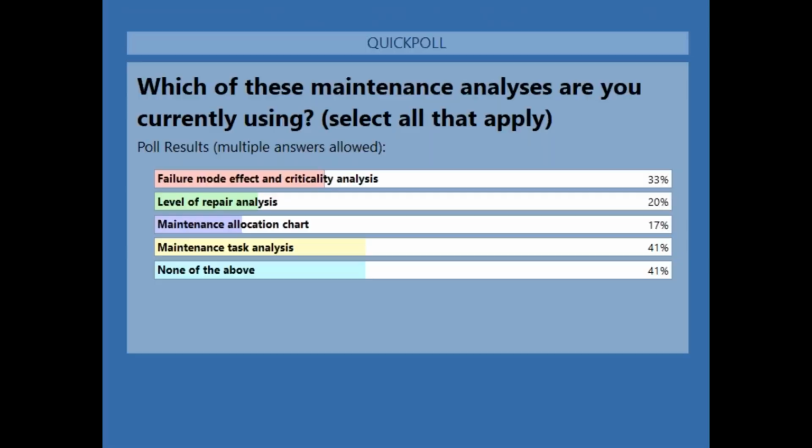and I'm going to share the results. This is interesting. Let's let everybody have a chance to read here. A lot of people are familiar with failure mode effect and criticality analysis, because that is one of the roots of reliability and maintenance. And you've got 20% who are familiar with level of repair analysis. That's great. And maintenance allocation chart and maintenance task analysis is also really high. That's excellent.